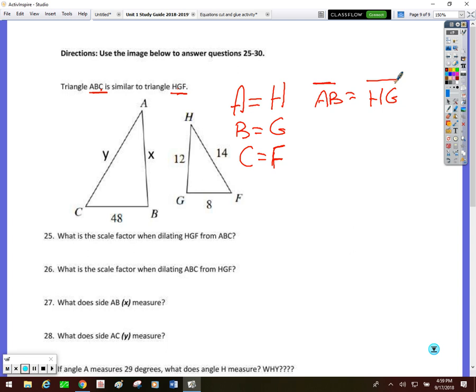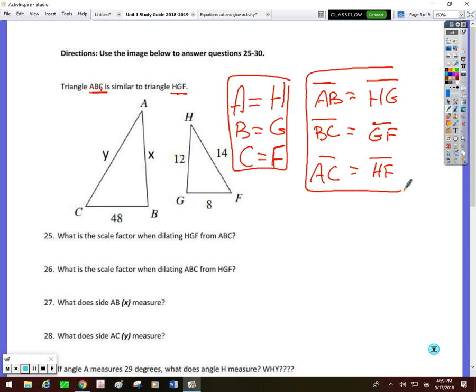Okay, HG is segment. Okay, BC, the second and third, so BC is segment GF, and then finally the first and the third, which is AC, is congruent to HF, excuse me, not similar. Okay, so here are my angles. Here are my side lengths. This is what we're going to use to set up our proportions, okay?